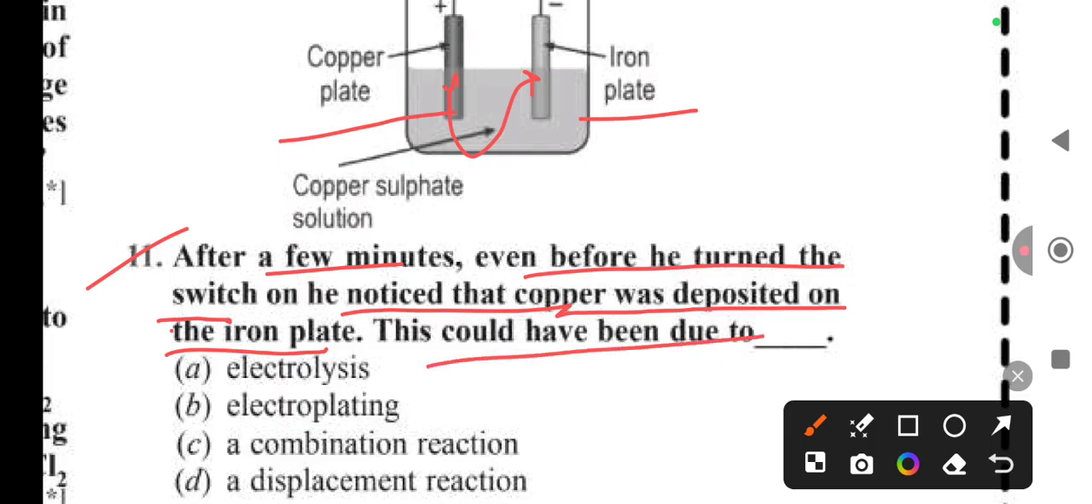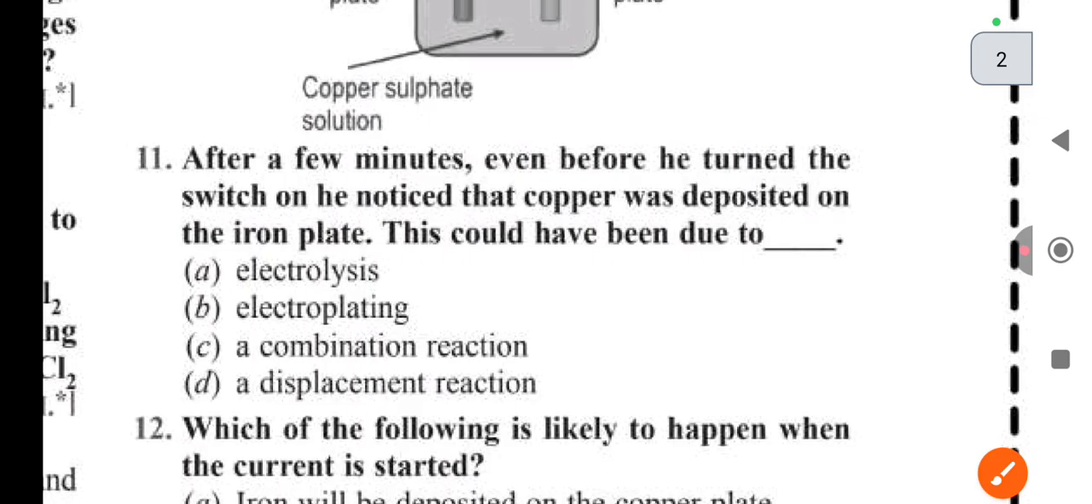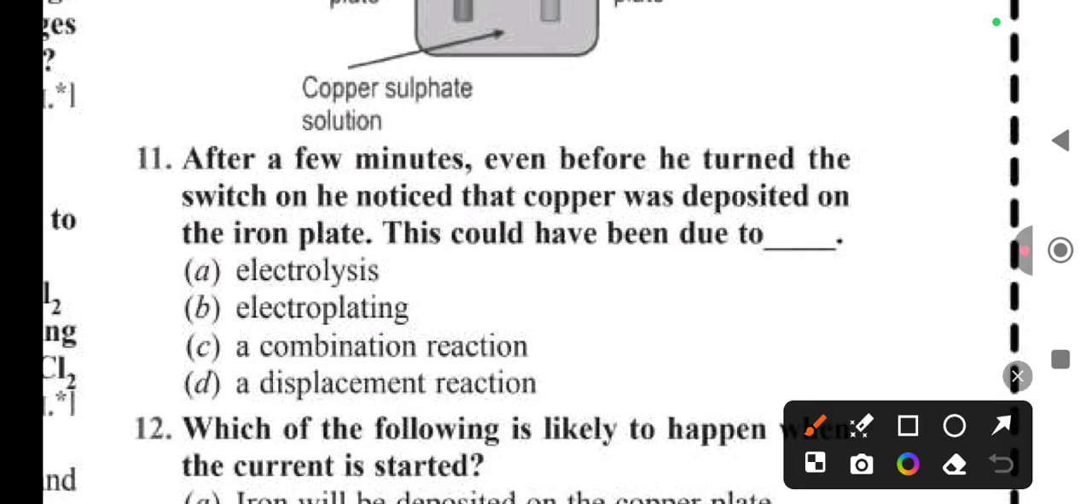Why did copper come down from here and deposit here? It is because of electrolysis. A option: it is because of electroplating, a combination reaction, or a displacement reaction. The actual reason is displacement reaction.